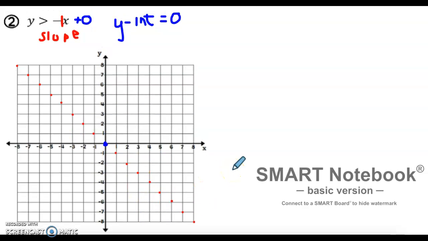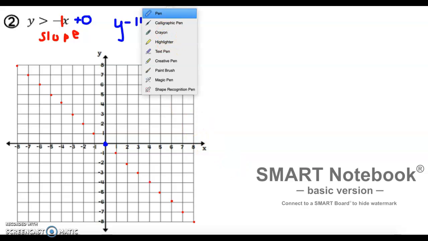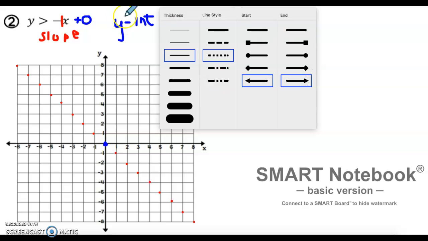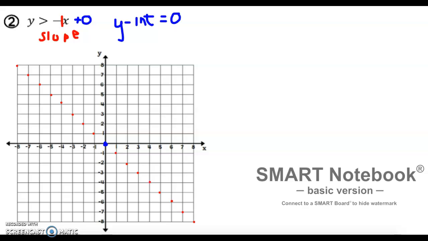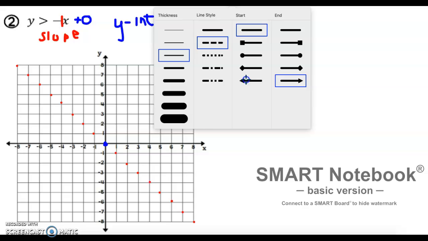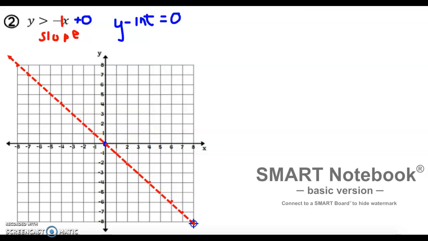Now we're going to look at the inequality symbol. Here the symbol is greater than. So since it's just a greater than symbol, our line is going to be dashed, because points on the line are not solutions to the inequality. They do not make the inequality true. So let me get a dashed line here, change the color. All right, here we go. So this line is dashed because the points on the line do not make the inequality true. They are not solutions to the inequality.